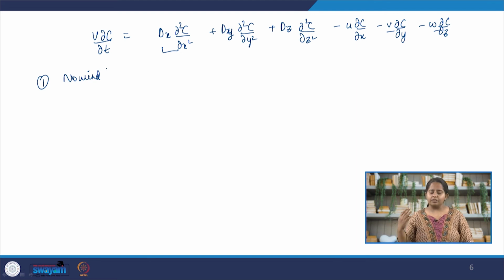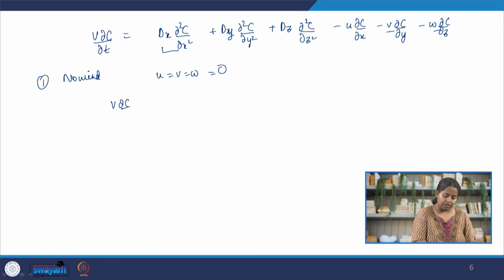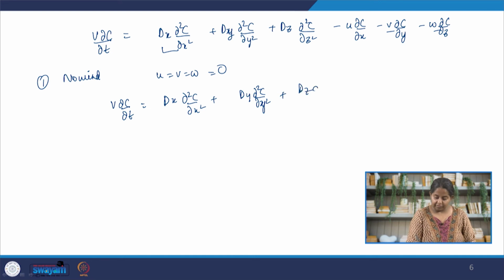In that case, because there is no wind, u, v and w will all become 0 and the diffusion will be important in all directions. So, we will end up with a very simple equation. This equation, and then we will proceed from here. So, we integrate this, we get our integral, and then we apply the boundary conditions, we get the integration constant and we get our model.